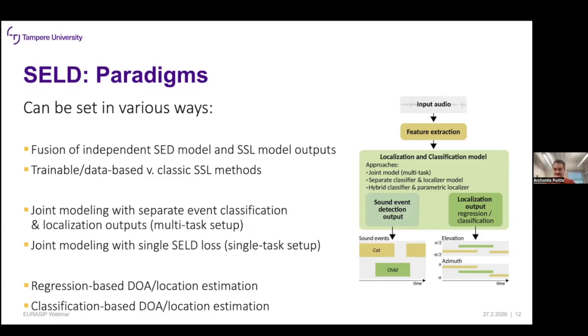Then there are other possibilities with respect to how you represent the problem, especially in terms of localization. Do you set it up as a regression-based direction of arrival or location estimation, estimating continuous vectors, for example, for the positions of the sources, or do you set it up as a classification-based direction or position estimation, where you classify activity in spatial sectors on a region of potential locations?